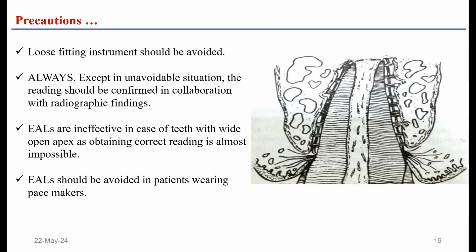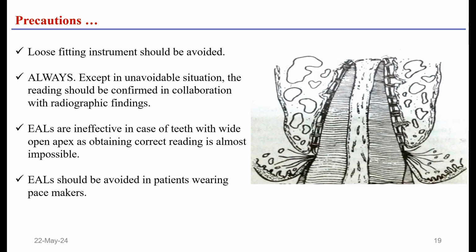And what are the precautions? Loose fitting instruments should be avoided, and always, except in unavoidable situations, the reading should be confirmed in collaboration with radiographic findings. This is what we discussed before. And electronic apex locators are ineffective in teeth with a wide open apex, as obtaining a correct reading is almost impossible, because the current might get a premature value. So in open apex cases, you should be very careful.